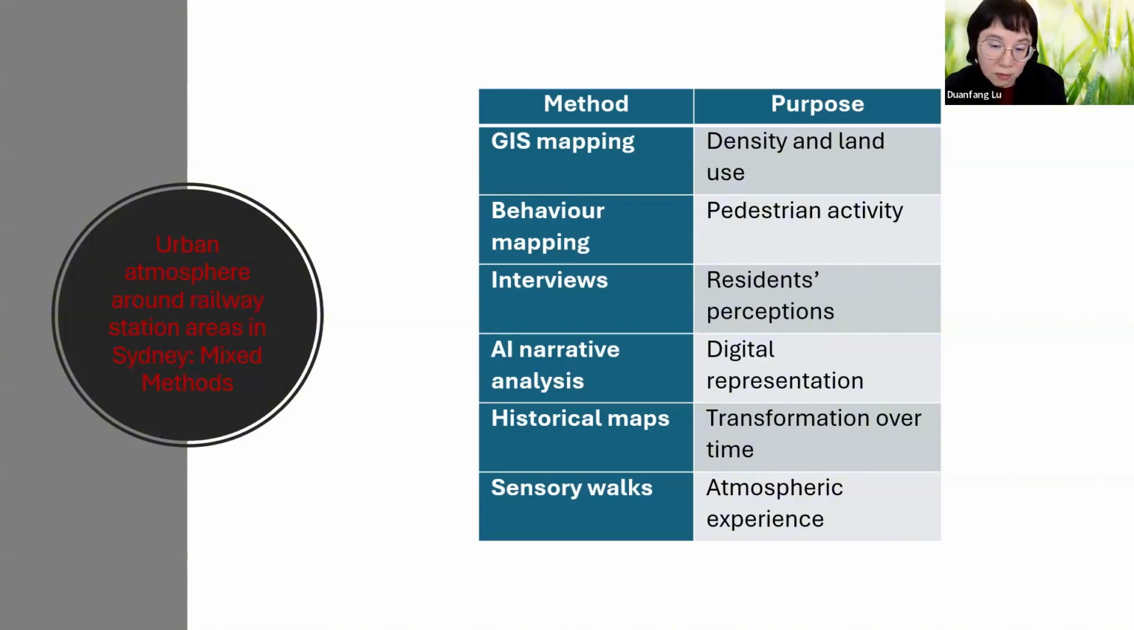You might use AI and narrative analysis to understand how digital representation could contribute to the understanding of the particular atmosphere in a certain staging area. And you might use historical mapping to understand transformation over time, how different types of shops emerge over time in that particular staging area. And you might use sensory walks to understand the atmospheric elements in the area.